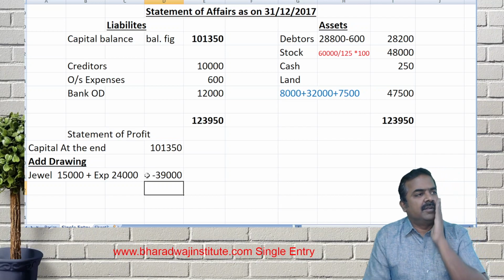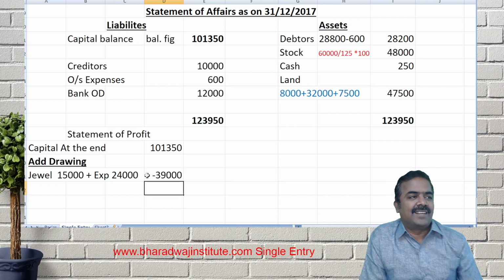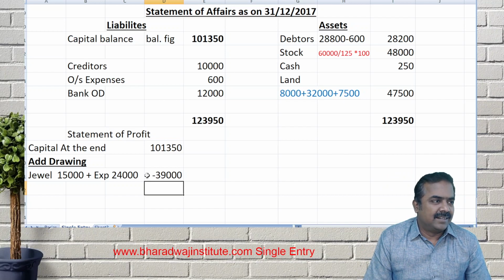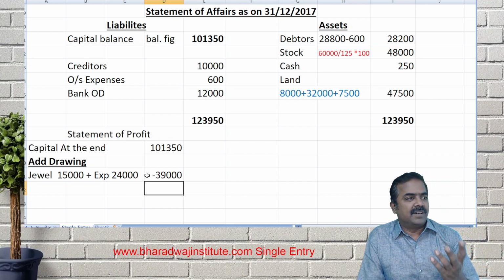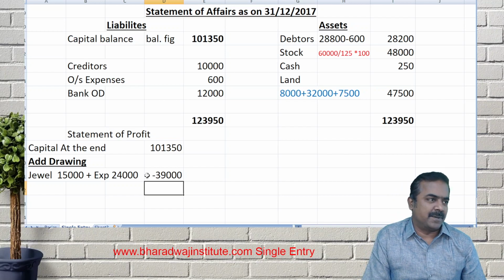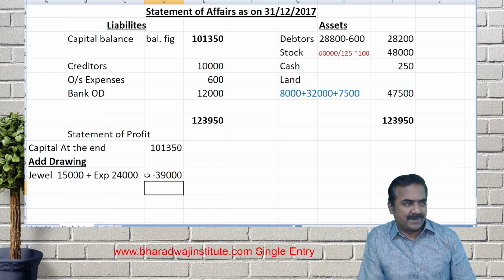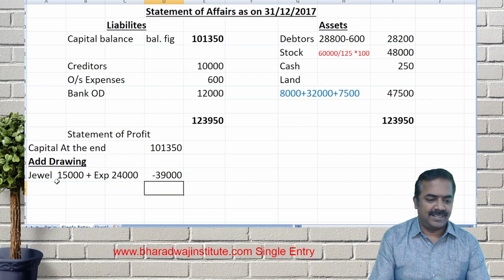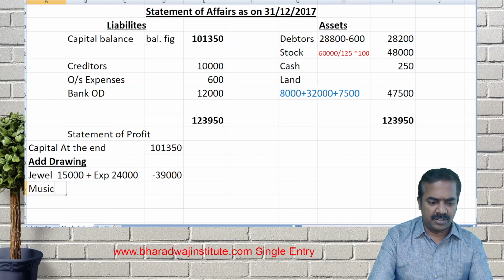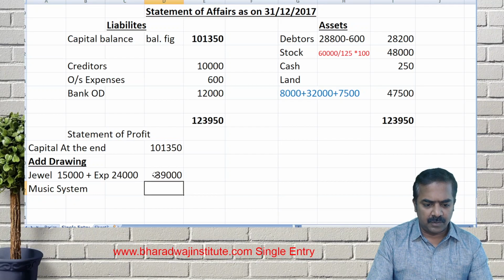We assume that no information is given, why should they declare here? If they use personal money for any purchase, why should they give the information here? Then, music system, you will purchase for Nana? 18,000, you will add.